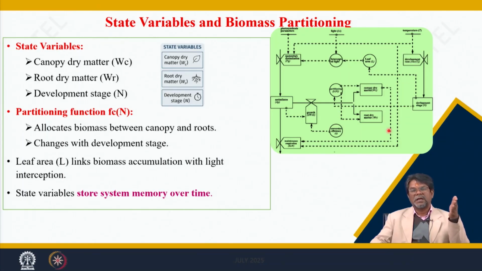the conversion of the net assimilate to dry weight, and the partitioning of the total dry weight into canopy dry weight and root dry weight. When you go for yield formation, that comes from the canopy dry weight. That will be explained in later classes, how yield formation proceeds from canopy dry weight. So, this is the use of the compartment model symbols to represent potential production simulations.